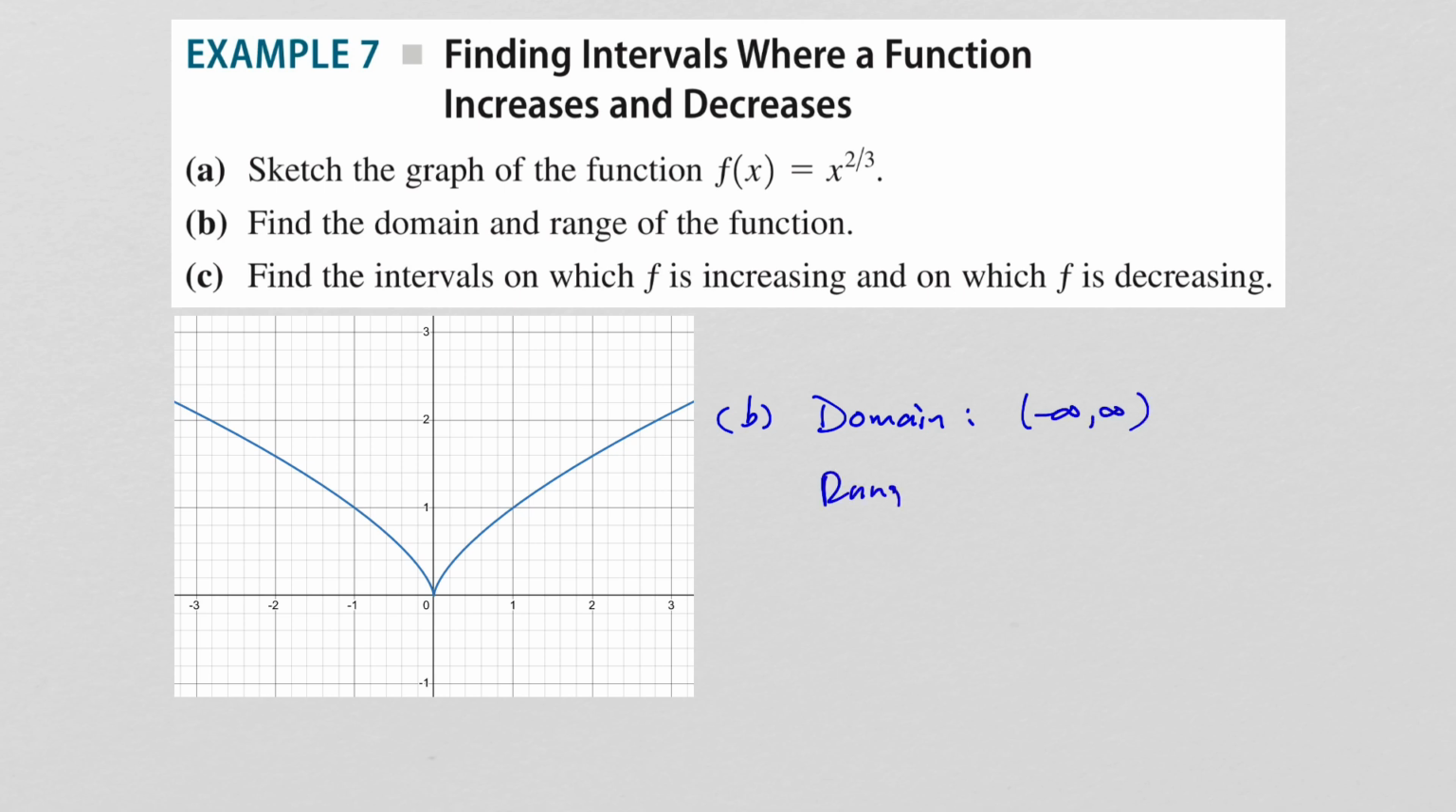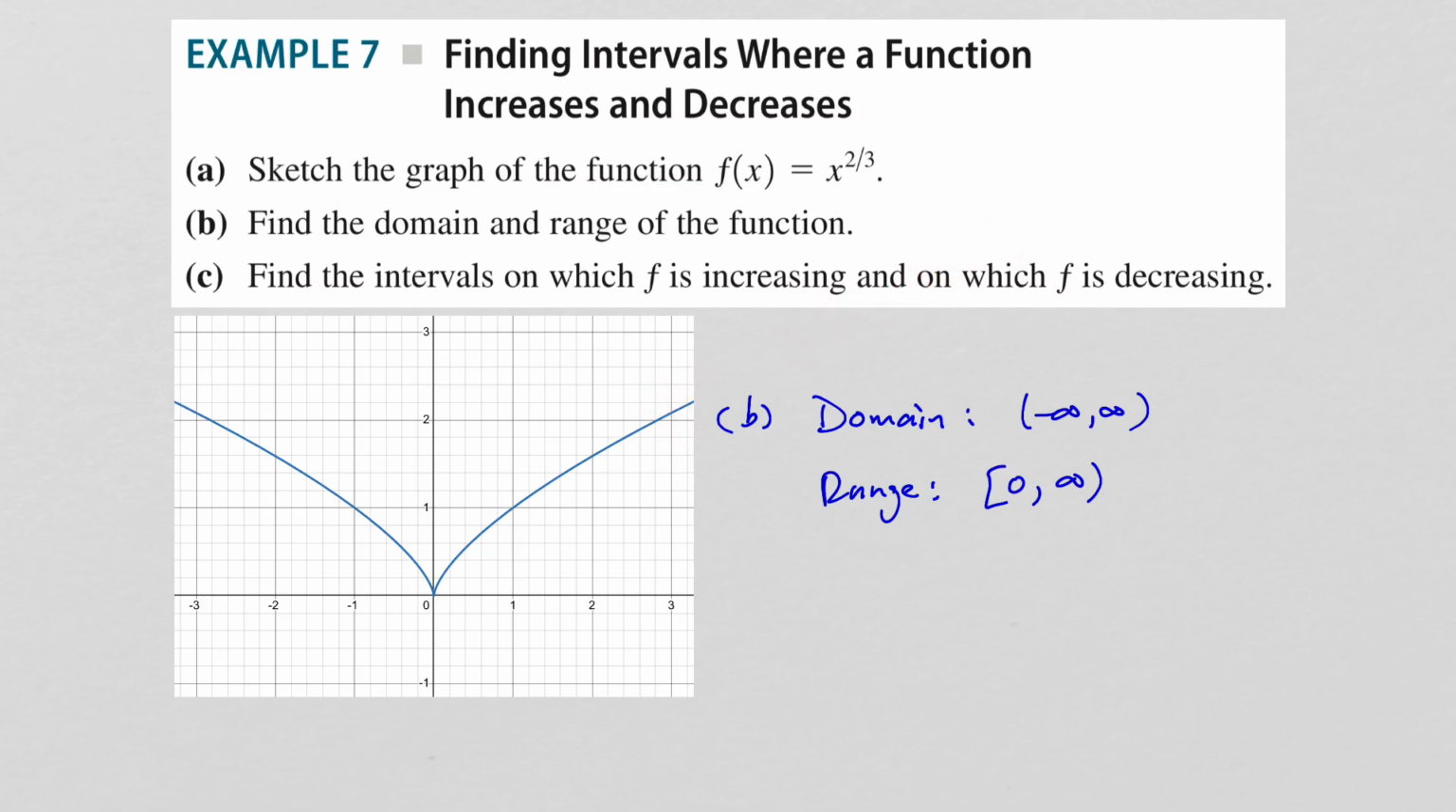But the range is certainly not all real numbers because you can clearly see that there are no negative y values. So the lowest y value is 0 and the highest y value is infinity, right? Because this graph keeps going up and up forever.